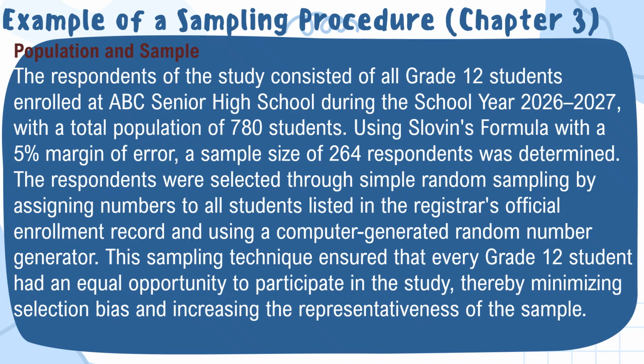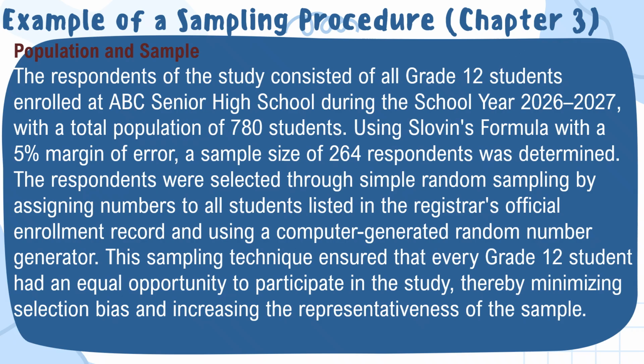So what is the population? That is 780 grade 12 students. Okay, so next, using Slovin's formula or Yamane's formula with a 5% margin of error, a sample size of 264 respondents was determined. So what is the sample size? That is 264. Okay, next, the respondents were selected through simple random sampling. So what sampling technique? That is simple random sampling.